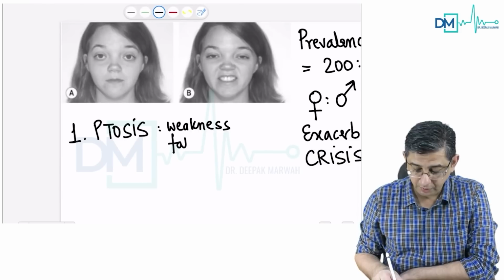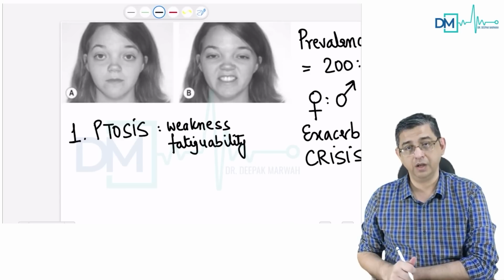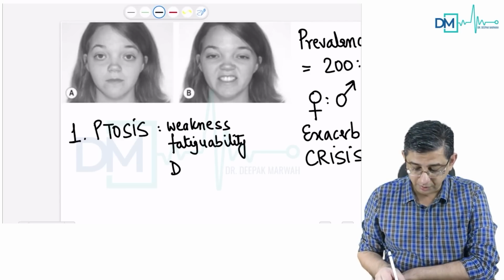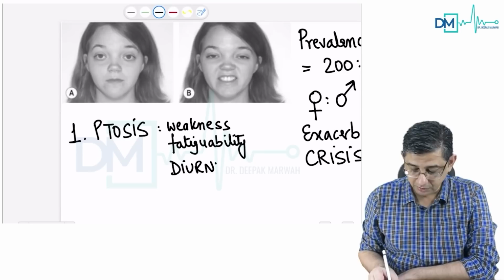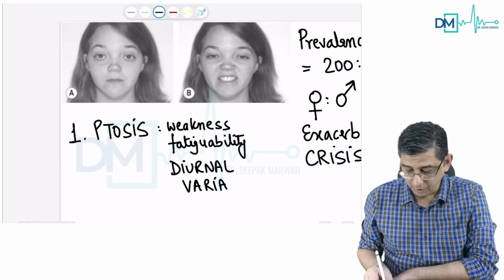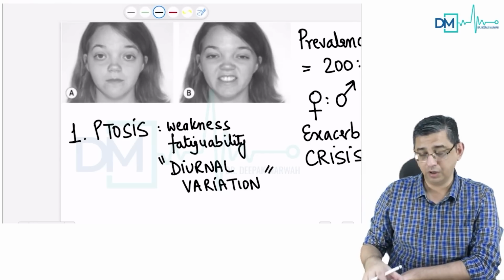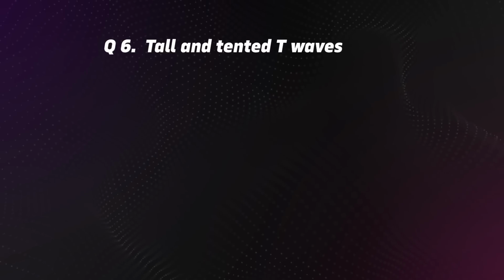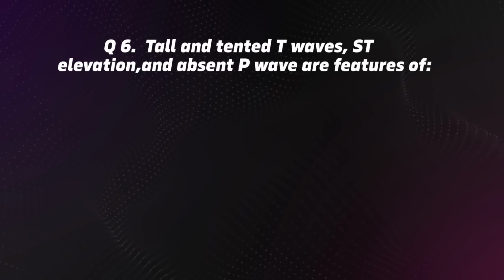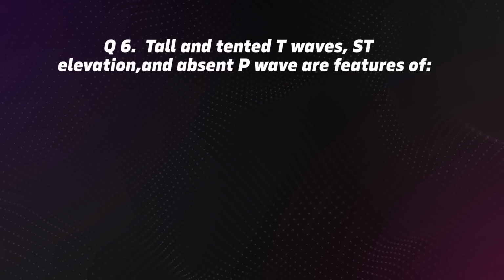Weakness and fatigability are two very non-specific terms. If you're lazy, you might say, I am weak, I am fatigued. But if you read a question that describes that the patient is okay in the morning, but by evening hours there is development of symptoms, if diurnal variation is described in a question, that definitely tells you that you are bang on track for diagnosis of myasthenia gravis. Question 6. Tall and tented T waves, ST elevation, and absent P wave are features of.